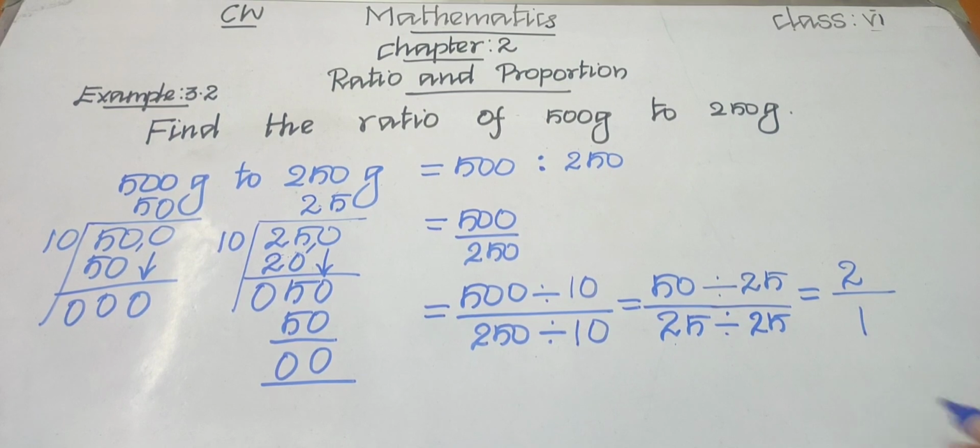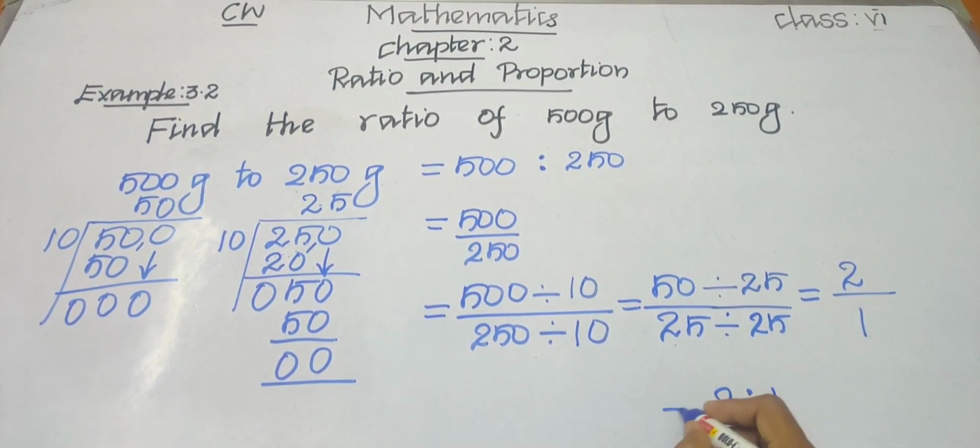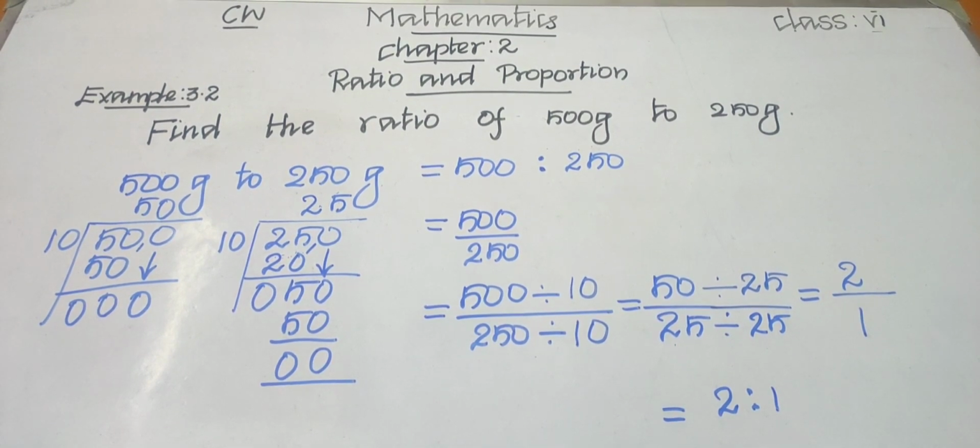So what is the answer? We can write it as 2 is to 1. Okay, 2 is to 1. Is it clear, children? Yeah, you can copy this in your notebook.